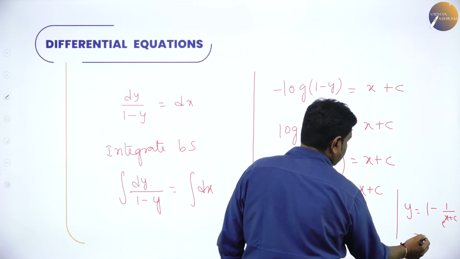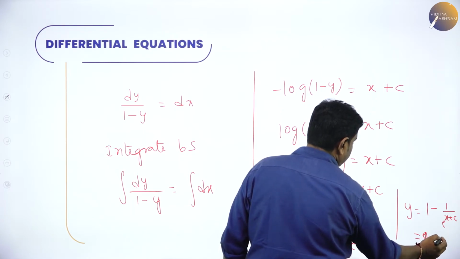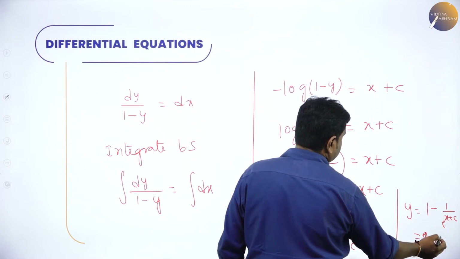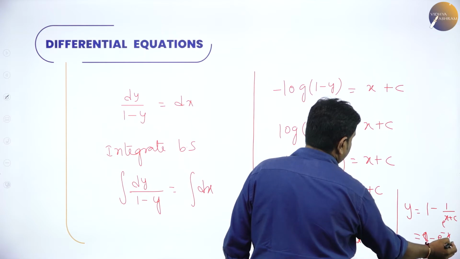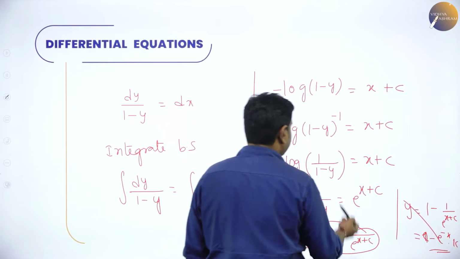Further you can also rewrite it. I can write it as 1 minus, if I split this, e power x into e power c. 1 by e power c is a constant, so e power minus x into k. Or you can leave it here, not an issue. So no need of simplification, you can leave it here.